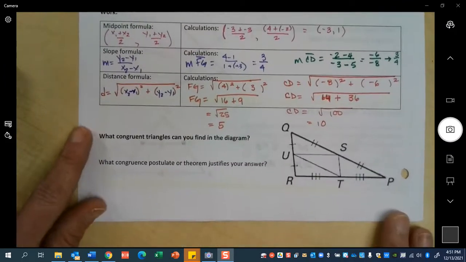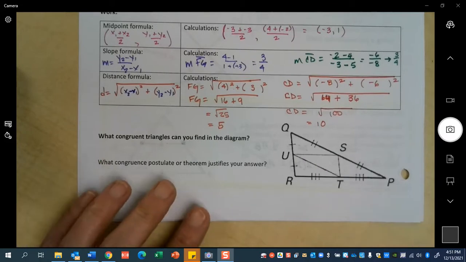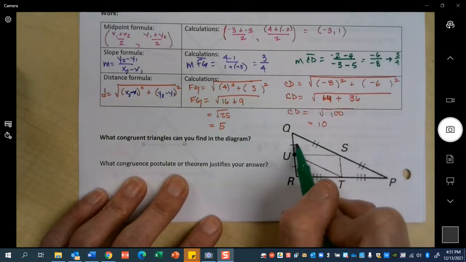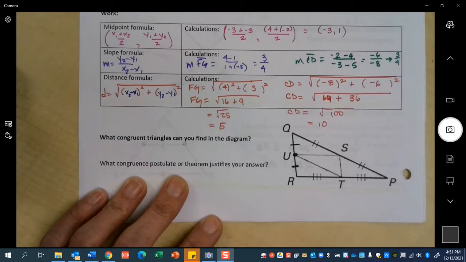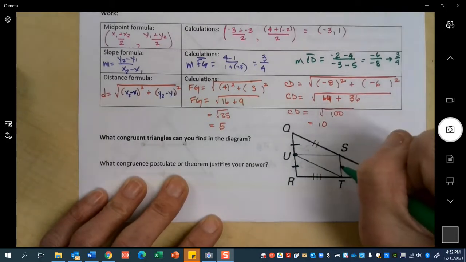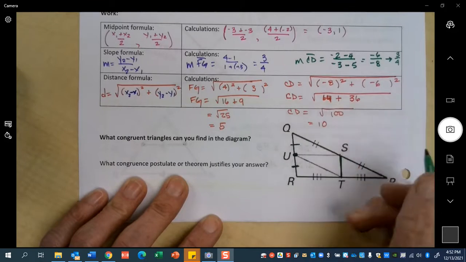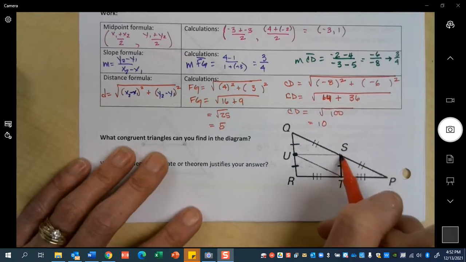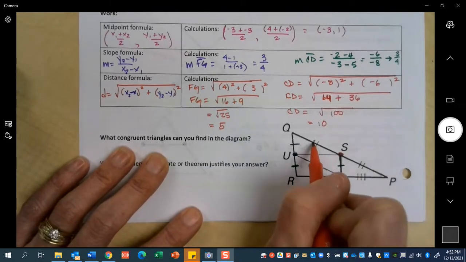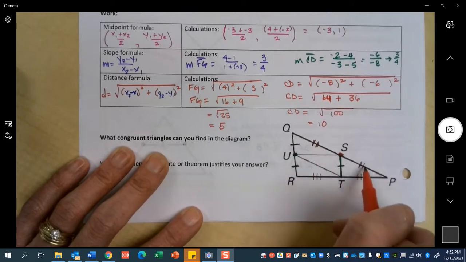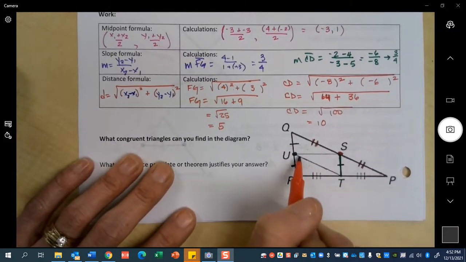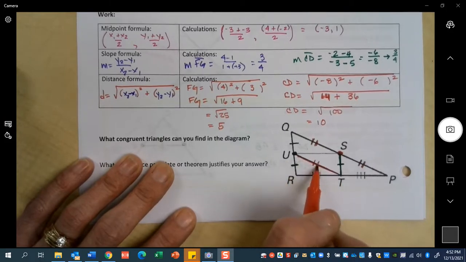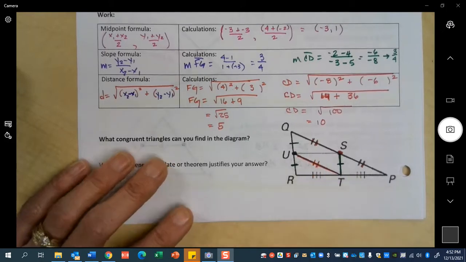All right, taking a look down here, what congruent triangles can you find in the diagram? Hey, this is kind of fun because U is the midpoint because it divides QR in half. U's midsegment is here. It's parallel and half the distance. S is a midpoint because it divides QP into two congruent segments. S's midsegment is right here at UT. And guess what? It's the same length as 1/2 of those segments.